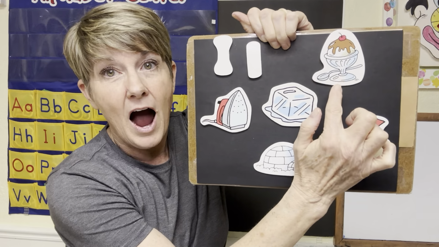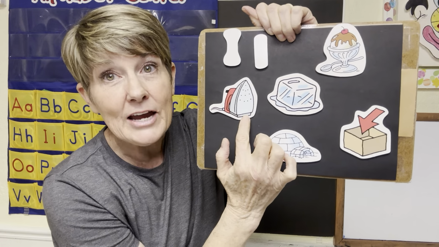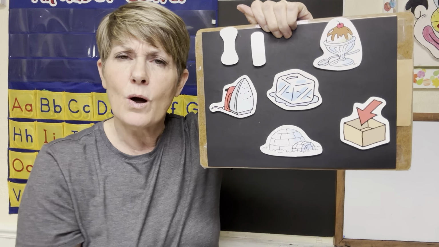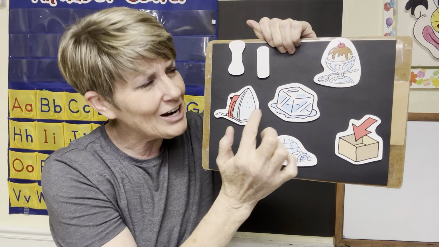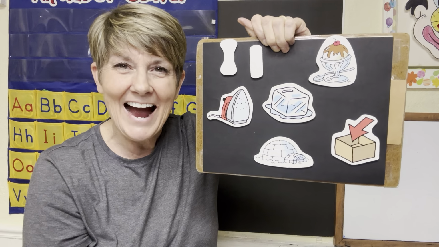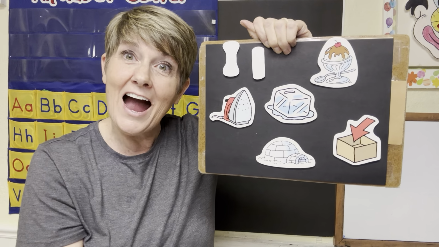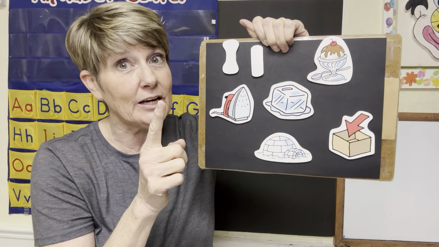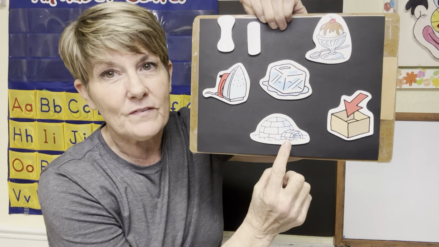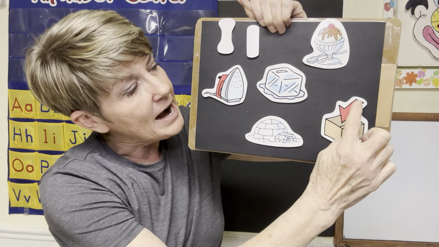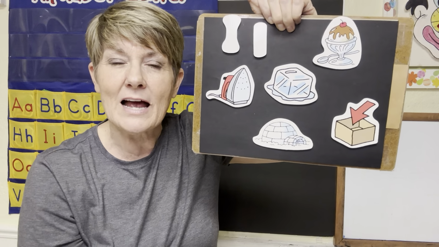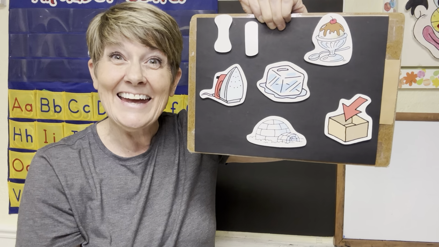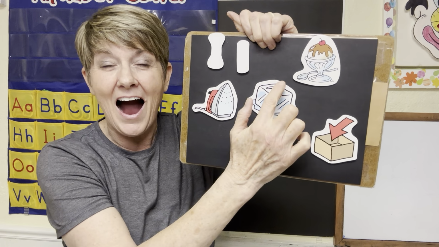We have ice cream, iron, ice. What sound is that? Ice cream, iron, ice. I. That's right. I. That's a good hint. Now let's look at these two. We've got an igloo and the arrow's pointing in. Igloo, in. What other sound does it make? I. That's right. So I, and I.